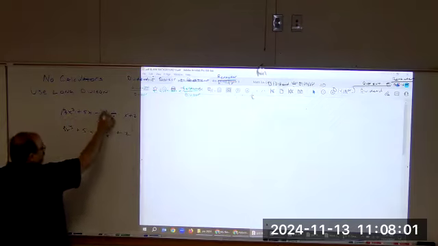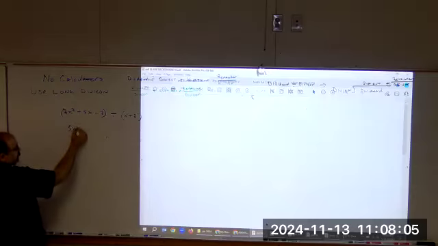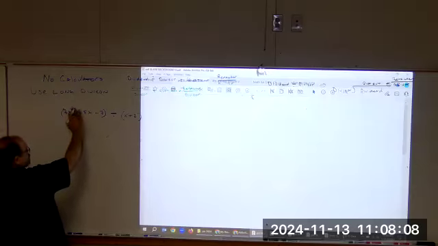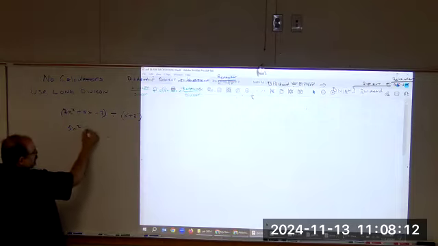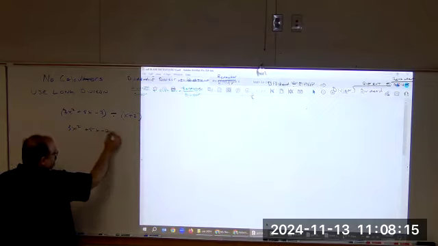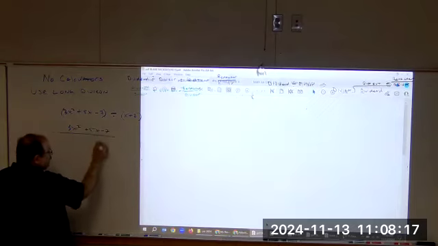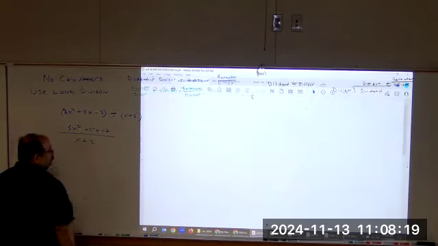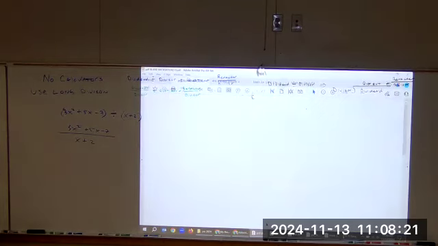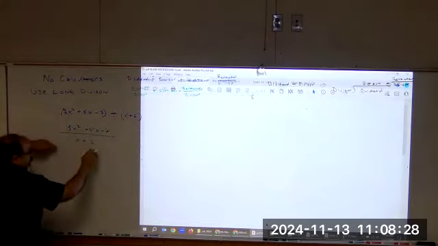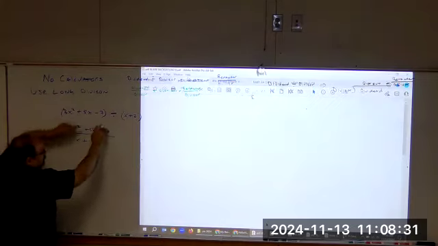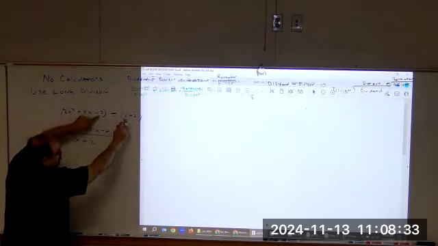The 4, this is 3x to the third. Sorry, it's supposed to be a square. 3x squared plus 5x minus 7. That whole thing is divided by x plus 2. But it's not in parentheses. It's a completely different question. It's this whole thing divided by that whole thing. It's this over this. Without the parentheses, it's only that one over the x.